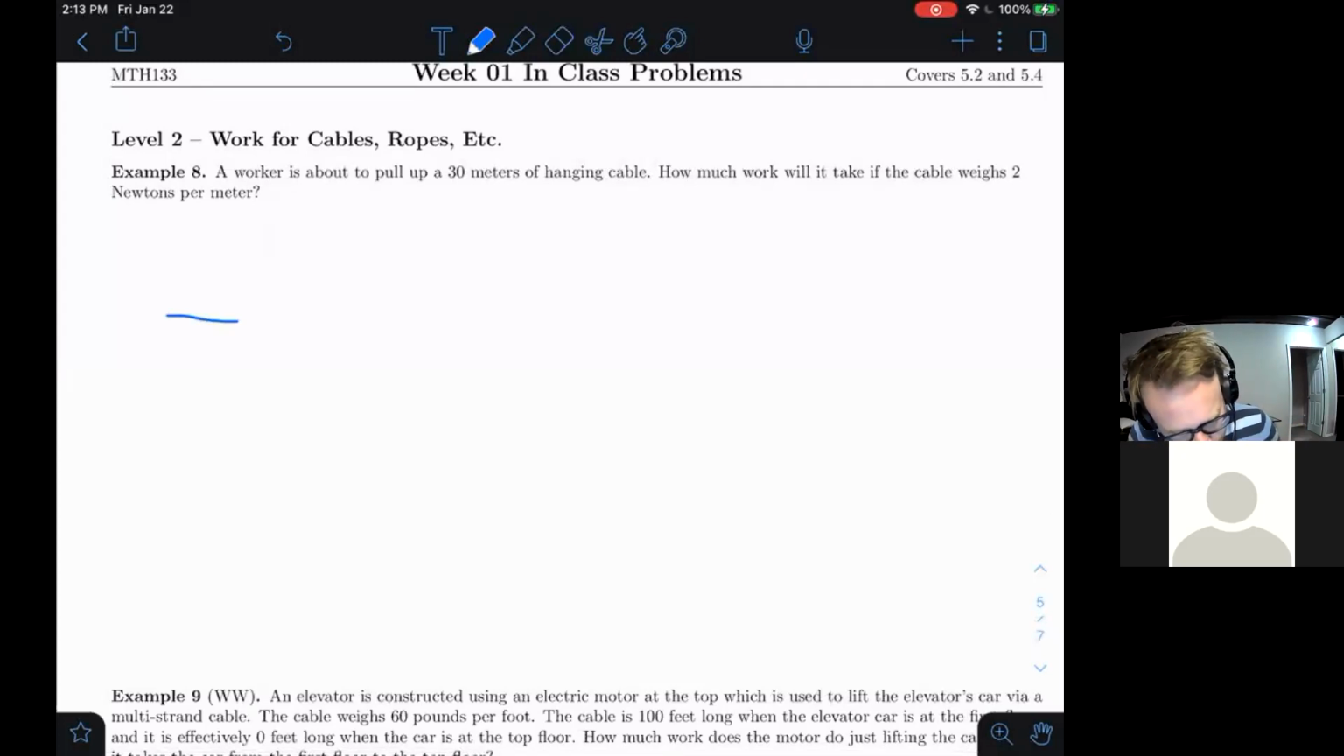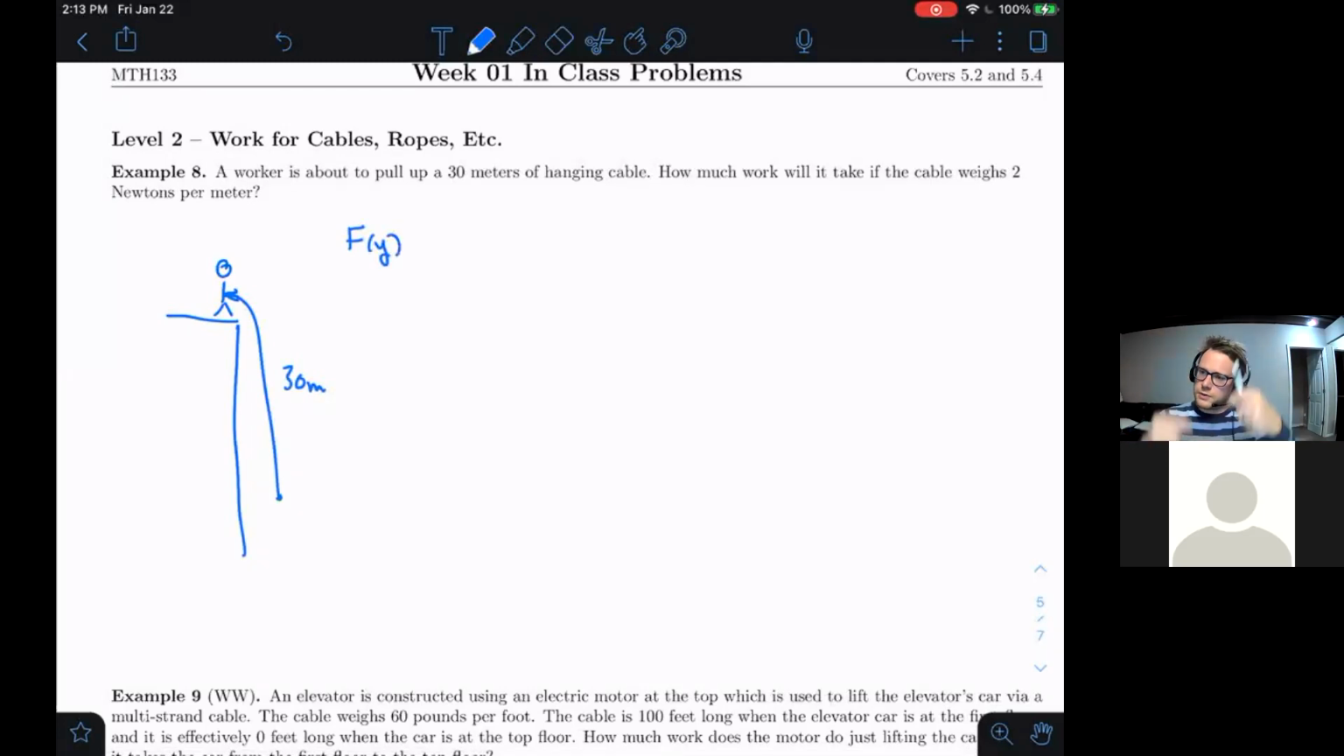So I always imagine that the cable is hanging off of a ledge or something like this. And you have 30 meters of it, and you're about to pull this cable up. How much work will it take if the cable weighs 2 newtons per meter? I want to think a little bit about the force function. You can use y as your variable because we're lifting it upwards. And the cable is going to be coiling behind you, so you don't have to continue holding on to that cable that's already been lifted up.